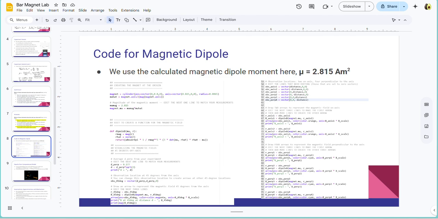My code is here for the dipole, which shows that I use a moment of 2.815 amps times meter squared for the dipole moment, and here's my code for making the function as well as creating arrows for the dipole moments at different locations about the bar magnet, including places that are parallel to the axis, perpendicular, orthogonal, or even at a slant axis away from the axes of the bar magnet. So here are the different calculations for that, and my code is very simplistic as shown below for the close script.